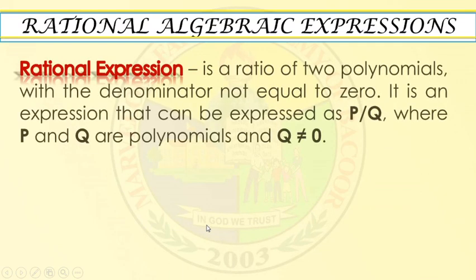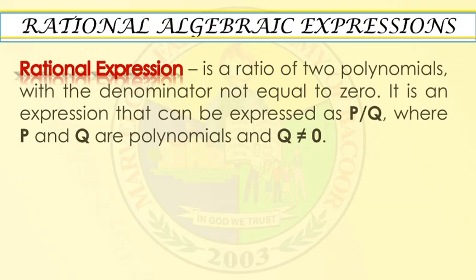So what is a rational expression? Rational expression or rational algebraic expression is a ratio of two polynomials with the denominator not equal to zero. It is an expression that can be expressed as P over Q, where P and Q are polynomials and Q is not equal to zero. So when we say rational expression or rational algebraic expression, this is the ratio of two polynomials where the denominator is not equal to zero.